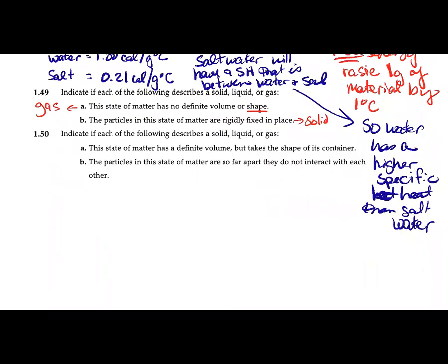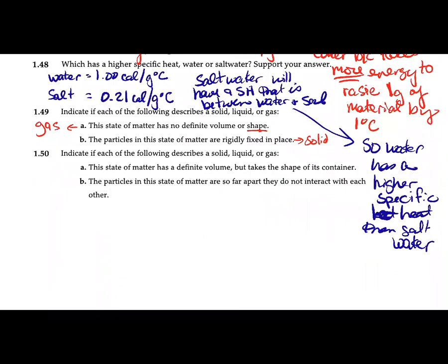Okay. All right, 1.50, indicate if each of the following describes a solid, a liquid, or gas. So A, state of matter has a definite volume, but takes the shape of its container. This one has to be a liquid.